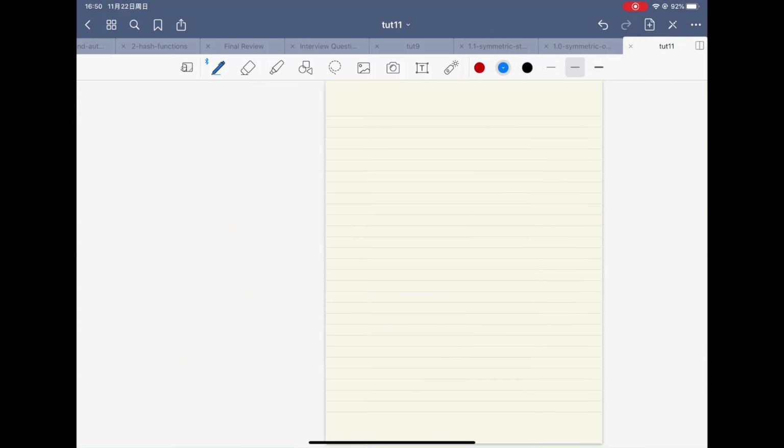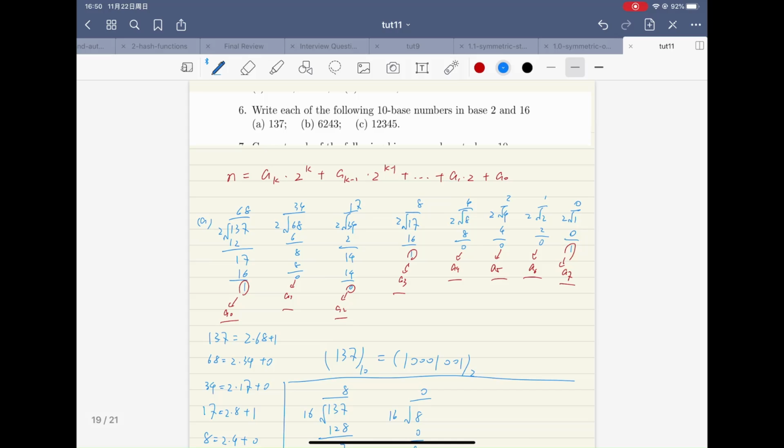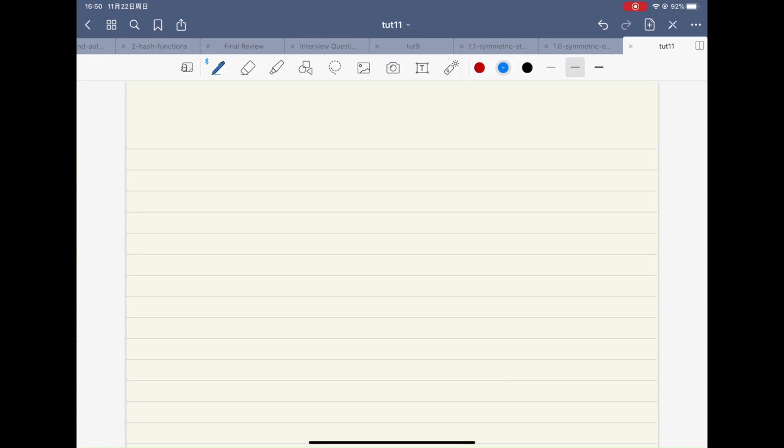And we need one more. The second one should be 6243. Maybe you want a simpler way to write it down. So we can use a more efficient way, like this. 6243 divided by 2.